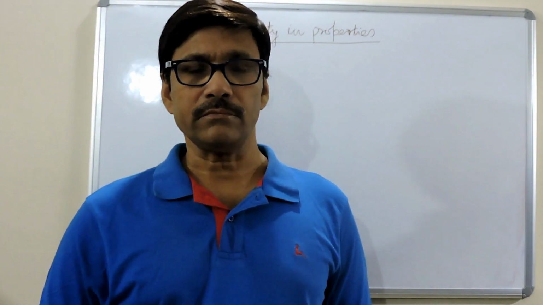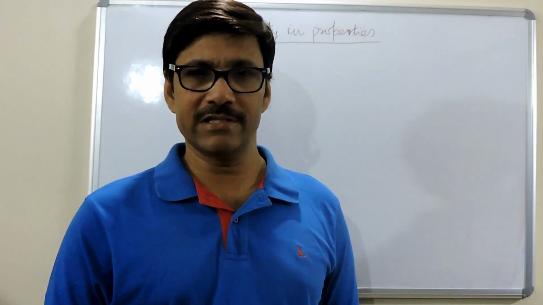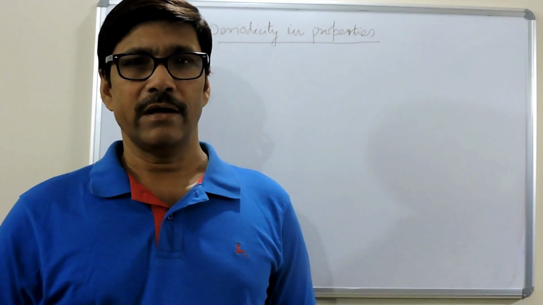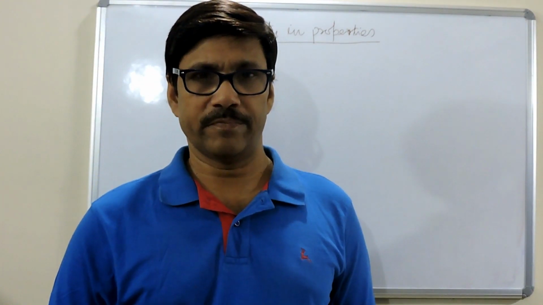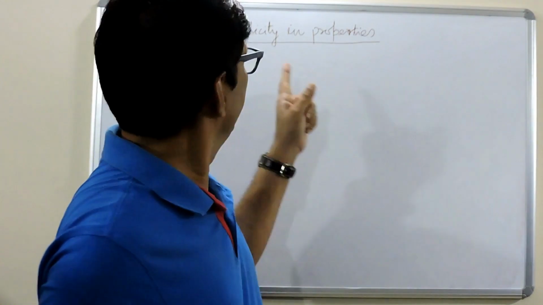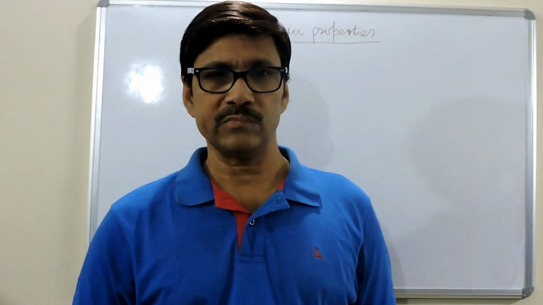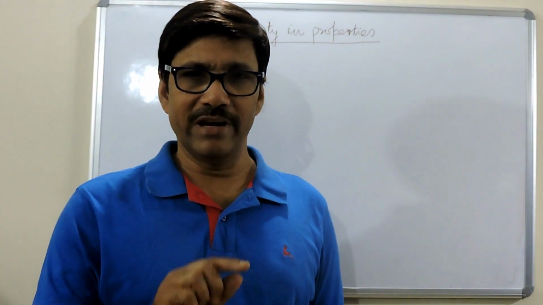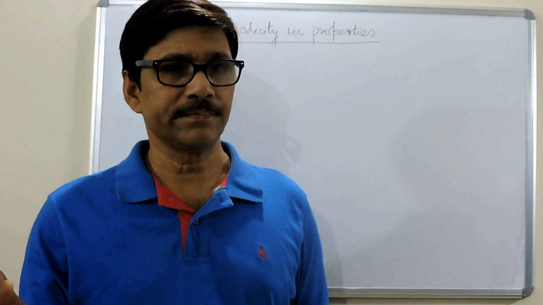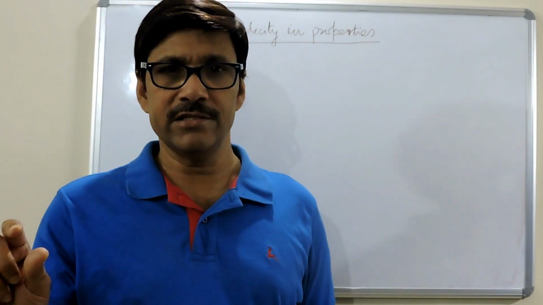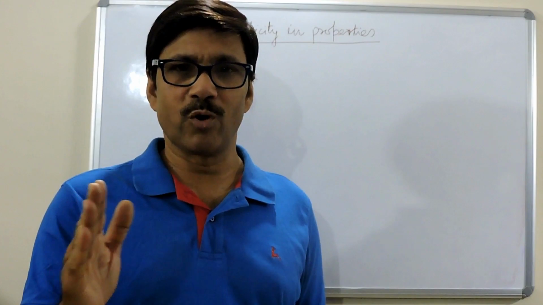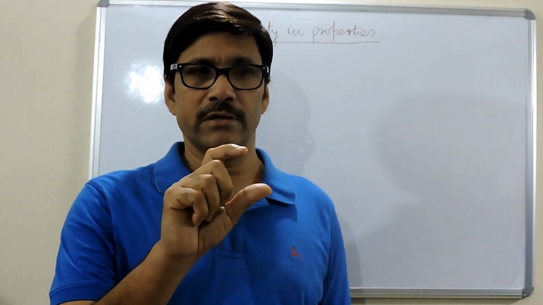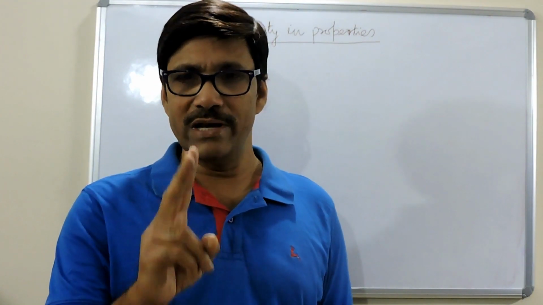Today I am going to start the first chapter of Standard 10, that is periodic table and periodicity in properties. Now, what is the meaning of periodicity in properties? Periodicity means if we move from left to right in the periodic table, after certain intervals, there is repetition in properties by elements. I mean, suppose in the first period, there are two elements.